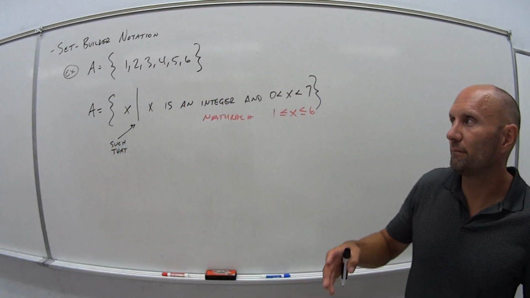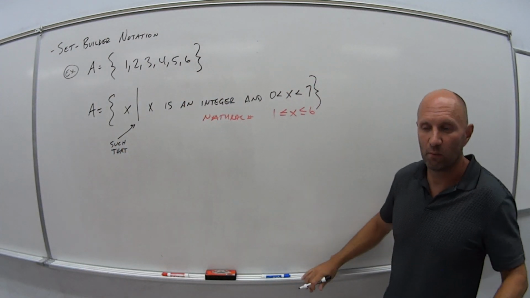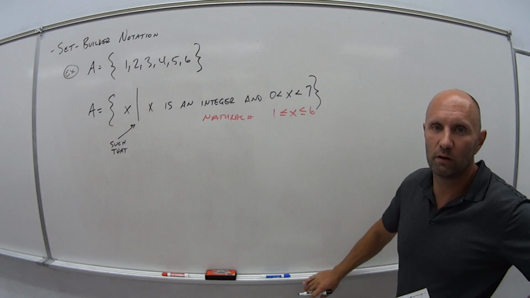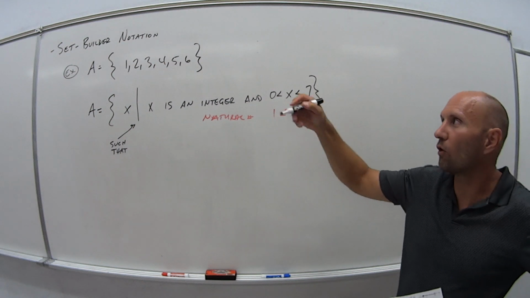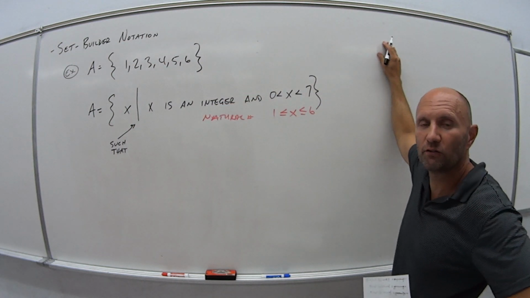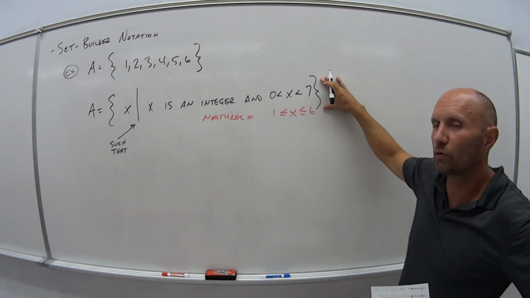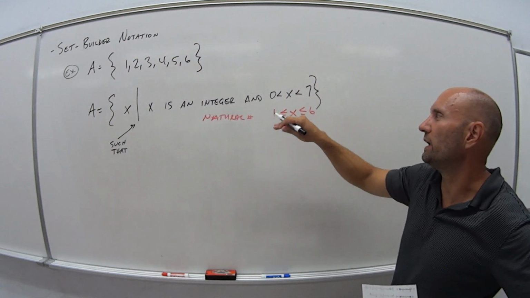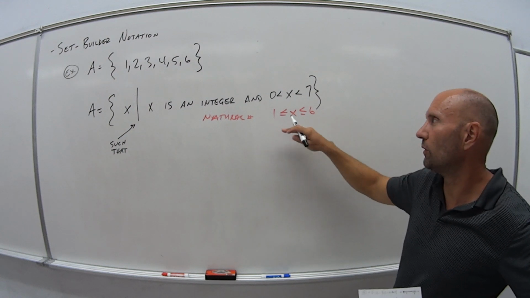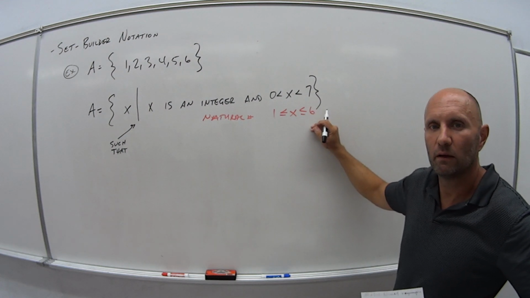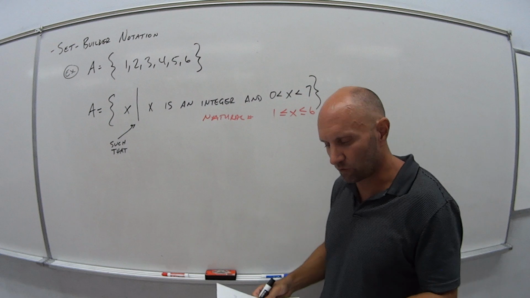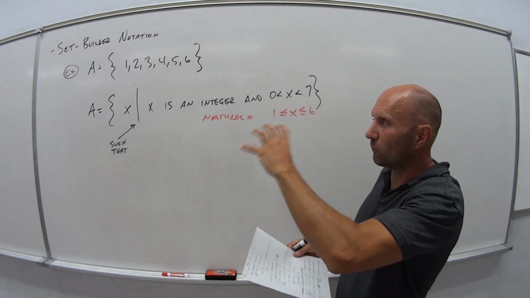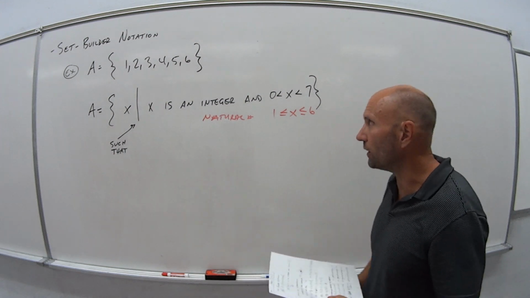Again, this set only had 6 numbers. But what if we're talking about all the numbers from 1 to 100? Well, you wouldn't want to have to write out 1 through 100 in an entire set. So you can use this shorthand notation saying that X is an integer between 1 and 100, or a natural number between 1 and 100, instead of having to write out every number. So it's just the set builder notation. It's a way that we can describe sets of numbers without having to write every single one.